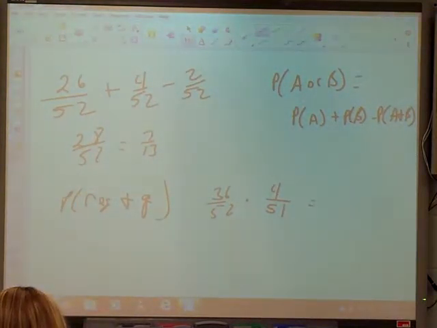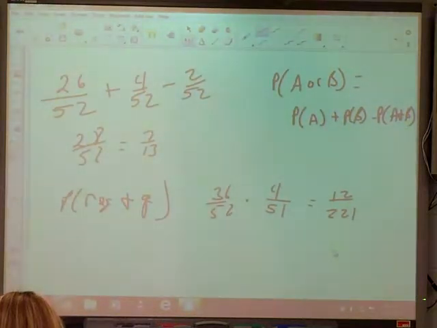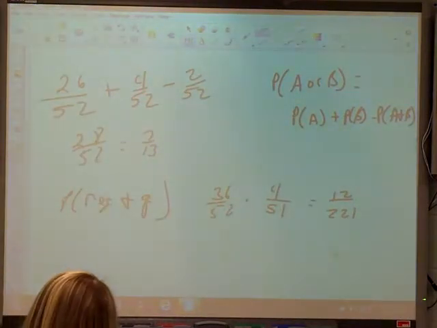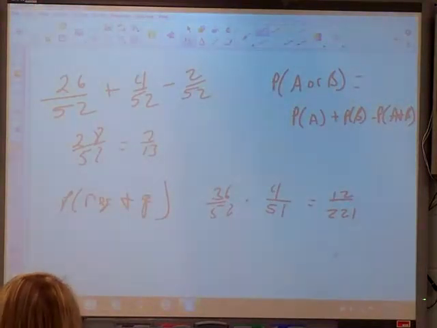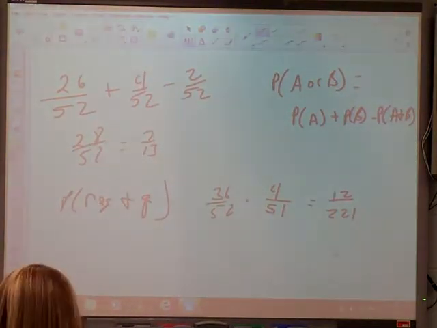I didn't write my first answer down. It ended up reducing down to 12 out of 221, which would be a very small percentage. I don't know what it is. Anybody know? I think I got 5. Okay.